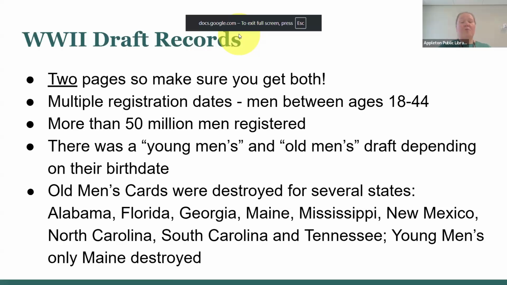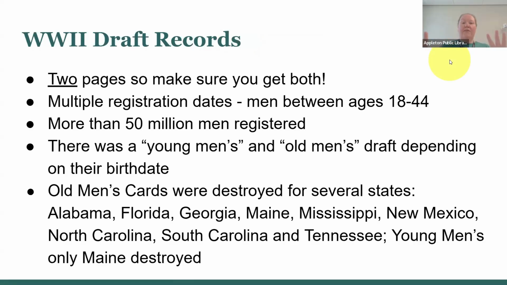There was also a draft for World War II. This one is scanned in two different pages. So even though World War I also was two pages, they scanned the two pages at once. Whereas with World War II, you have to go to the next page to make sure you get both pages. Again, there were multiple registration dates for men aged 18 to 44.